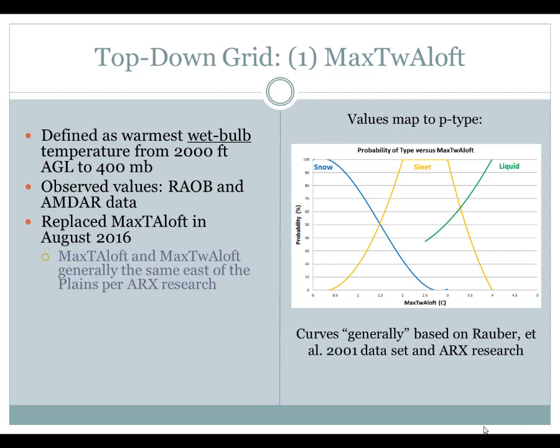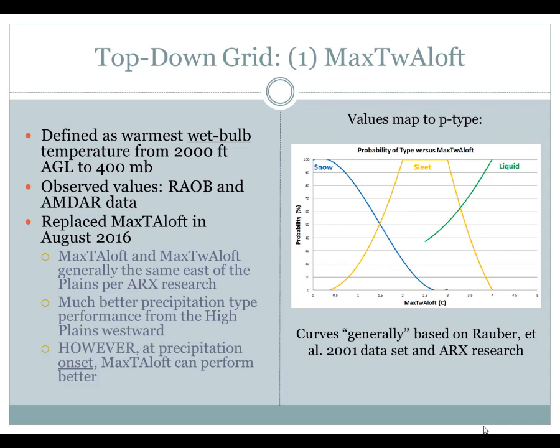At that time, when we looked at research here at the ARX office, the max T aloft and the max wet bulb aloft were generally the same, at least east of the plains. However, when you get to the high plains westward, using the max wet bulb aloft performed better for precipitation type performance, albeit there is a lesser sample set for precipitation type cases.